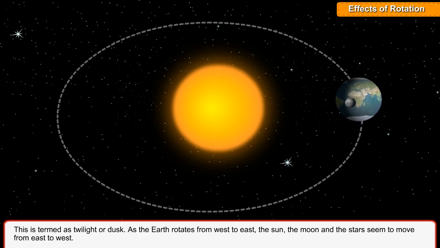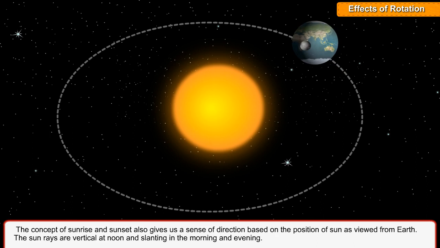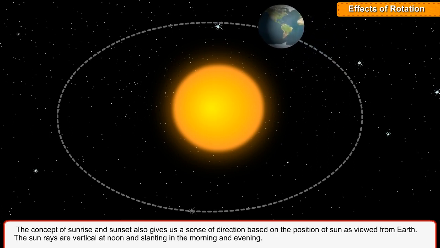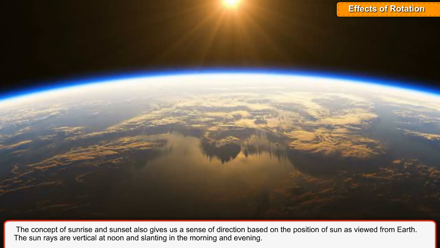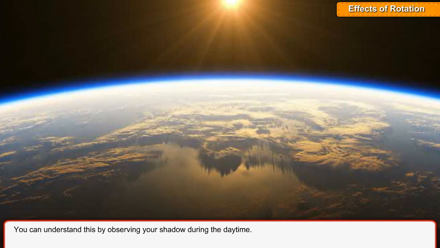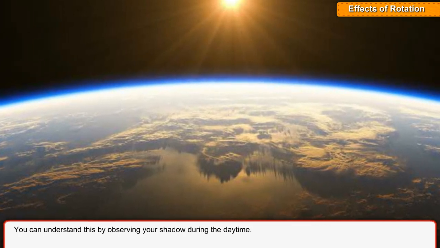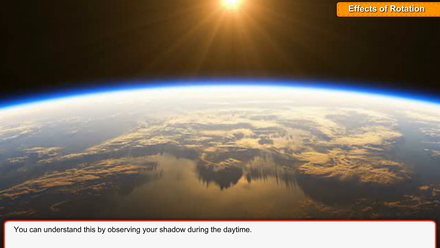As the Earth rotates from west to east, the sun, the moon, and the stars seem to move from east to west. The concept of sunrise and sunset also gives us a sense of direction based on the position of the sun as viewed from Earth. The sun rays are vertical at noon and slanting in the morning and evening. You can understand this by observing your shadow during the daytime.